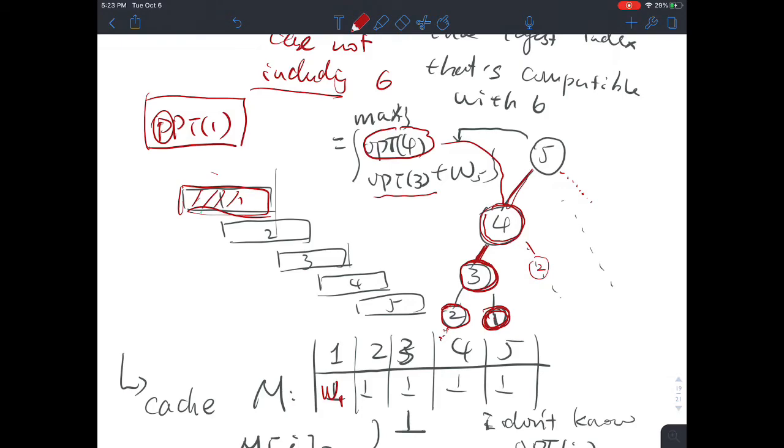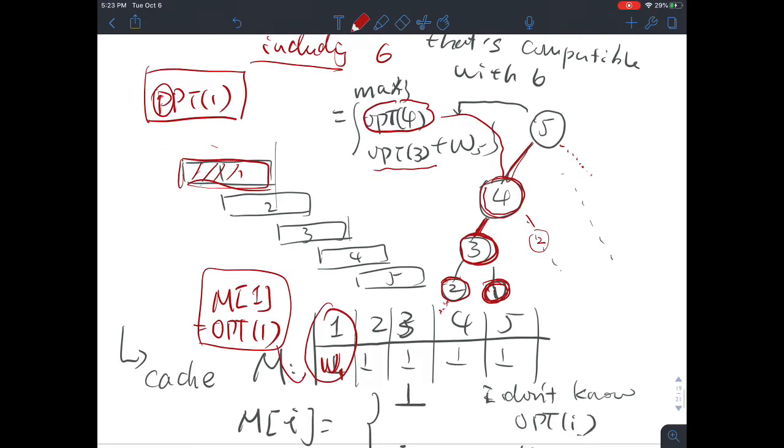And after I solve this one, the only thing I do is update my M1 to be equal to the optimum first. That just says that now I have an idea. I know what opt1 is. Next time you ask me opt1, I'm going to give you W1. So this is still a bit silly.